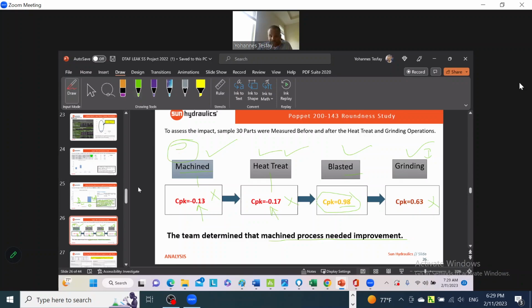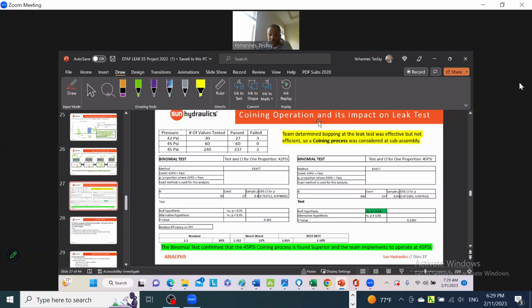Then these are the binomial tests for the coining part. With coining, we are going to put a ball and push it. That makes the inside of the section very smooth, okay, very smooth.